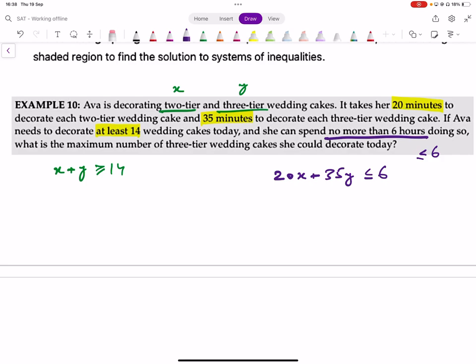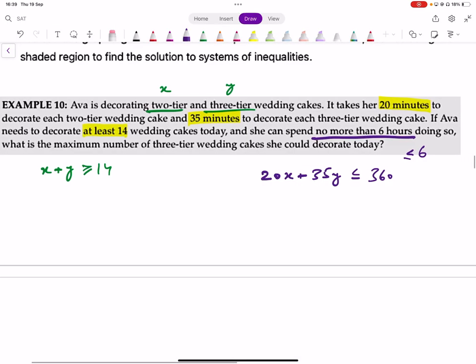You can't write equal to six? Yes, you're right about that. I'm sorry about that. Yeah, you're right because the units are different. So we have to correct for that. 6 into 60, that is supposed to be 360. So you have to have consistent units. So you either convert everything to hours or minutes. So this is the inequality that you get, less than or equal to 360.